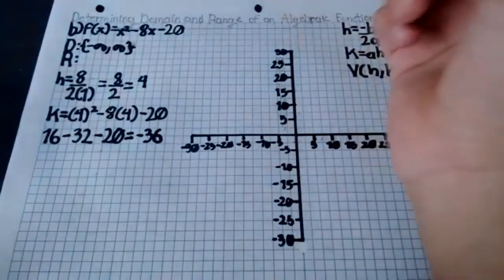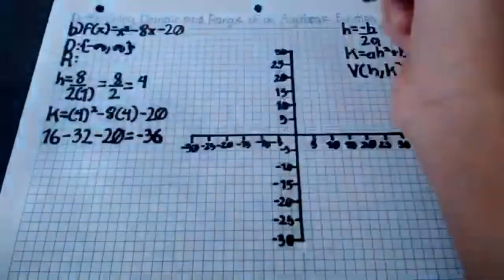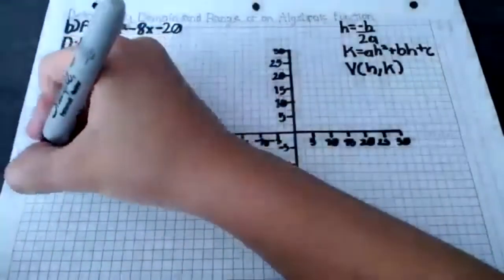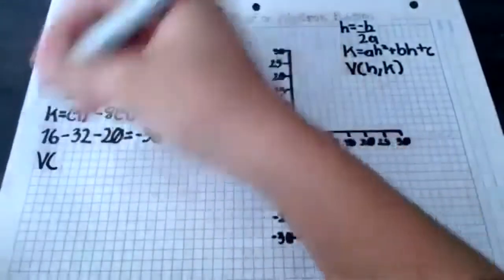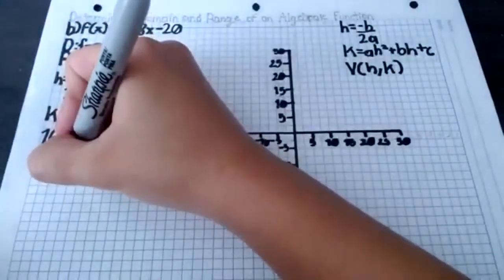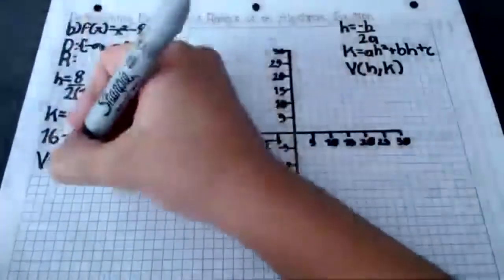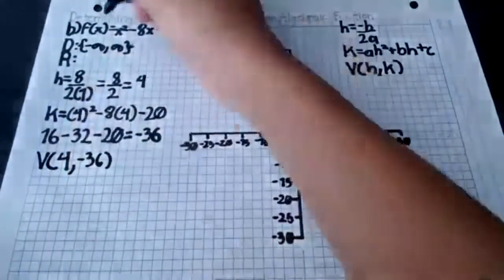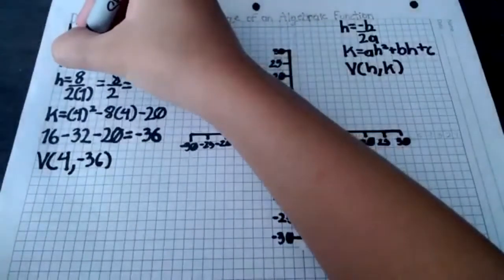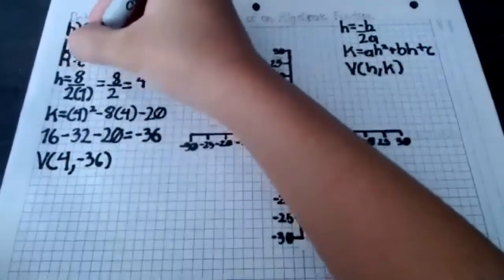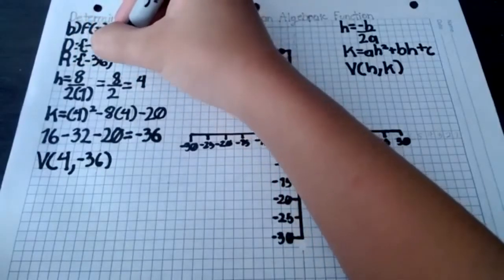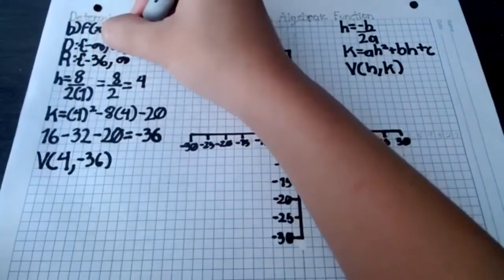And here we can also find the point that we're going to put in the graph, which is the vertex. We write first 4 as the x coordinate, and then negative 36 as the y coordinate. And here we write down negative 36 and an infinity sign.